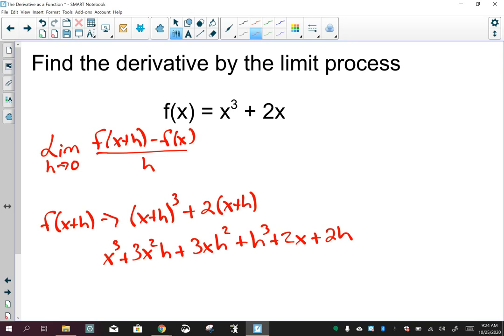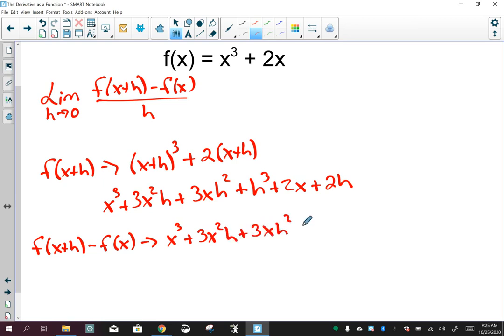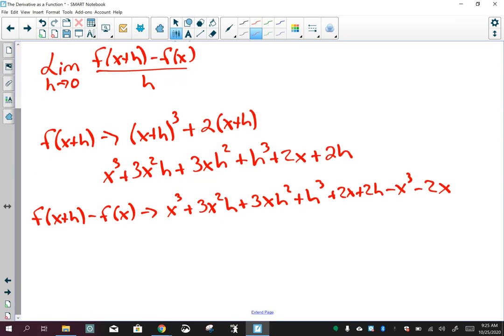All right, I'm looking through here. I don't see anything to combine. So then I say f of x plus h minus f of x. So I have x cubed plus 3x squared h plus 3xh squared plus h cubed plus 2x plus 2h minus x cubed minus 2x. And then I'm going to go ahead and divide everything by my h. So I'm going to do this in one step here.